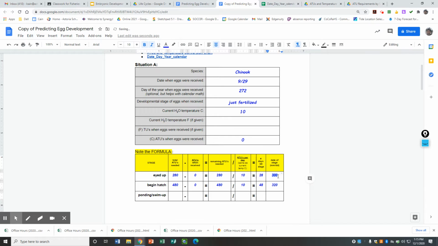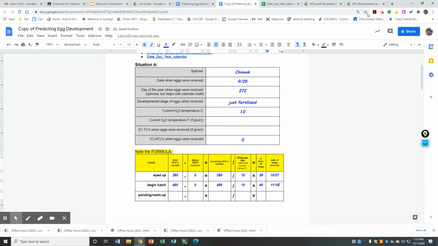And I just noticed an error on the top one. That 300 right there should be the same as October 27. So 320 works out to be November 16. So now we're doing this right.